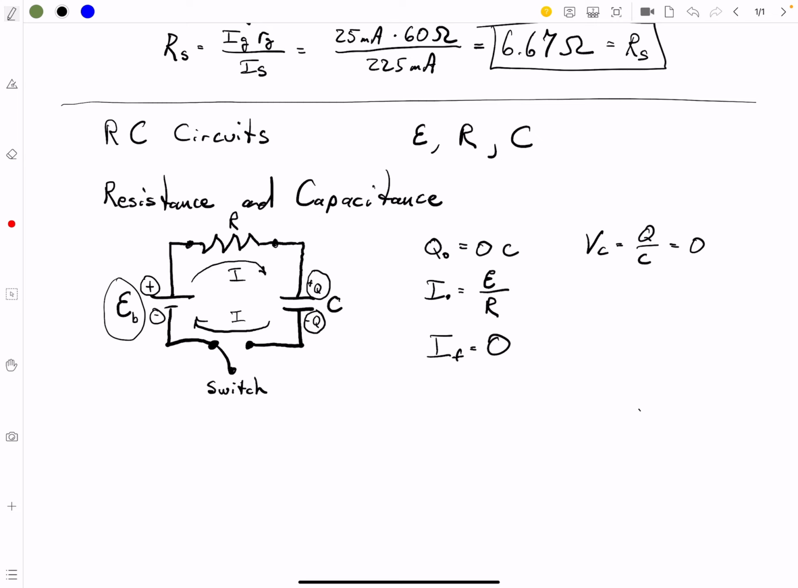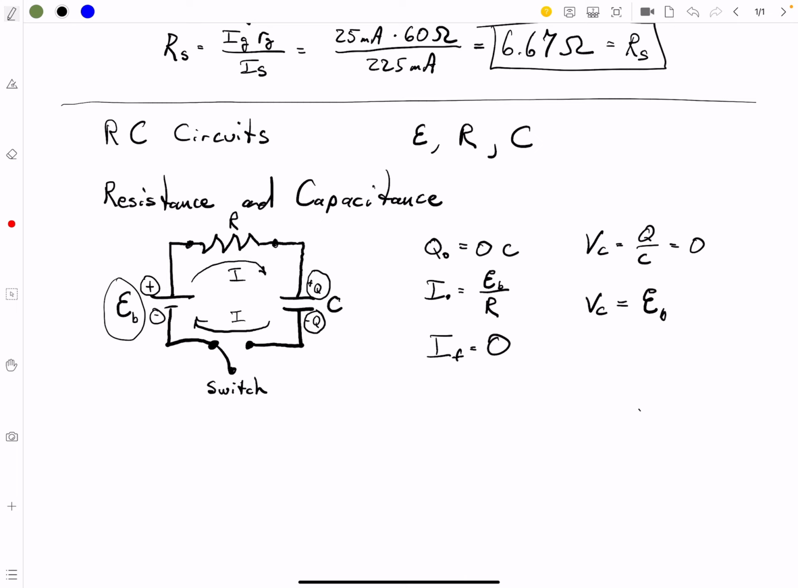At that point, our voltage across the capacitor is going to equal our battery. All right, so we're charging, technically, the capacitor. The initial current, we already talked about: I naught equals our voltage over R, our EMF over R.